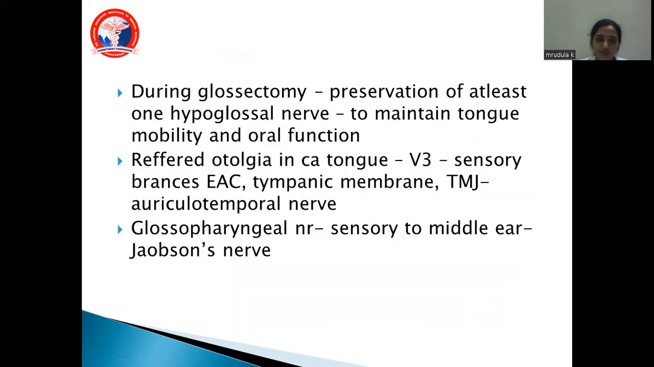So during surgery of the tongue, that is glossectomy, preservation of at least one hypoglossal nerve is needed in order to maintain mobility and oral function.